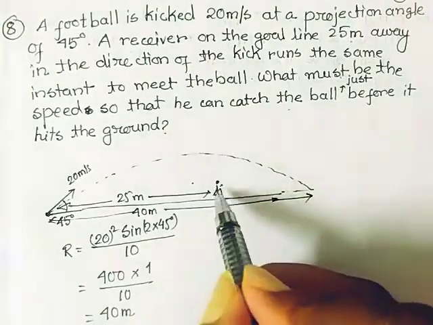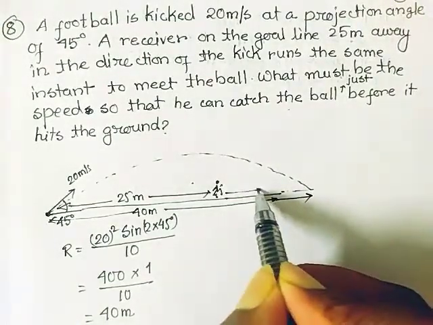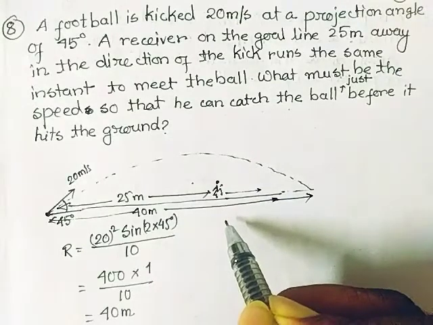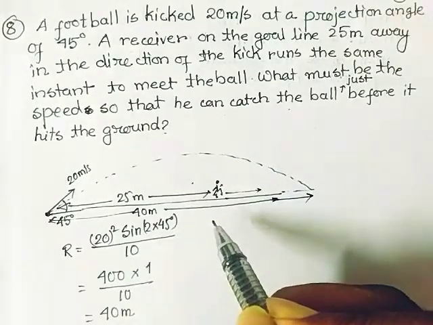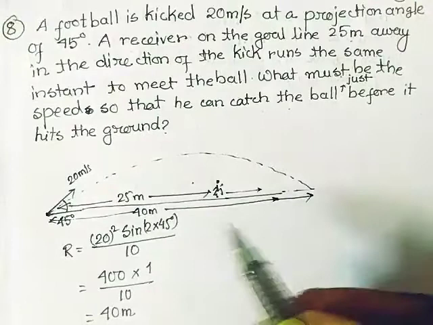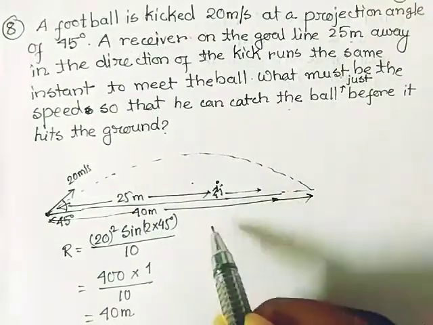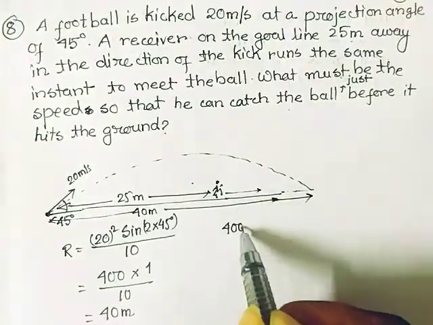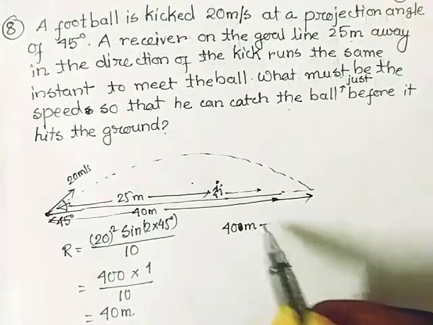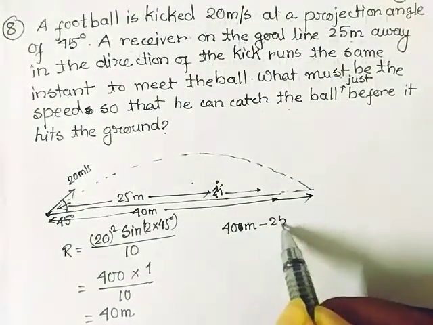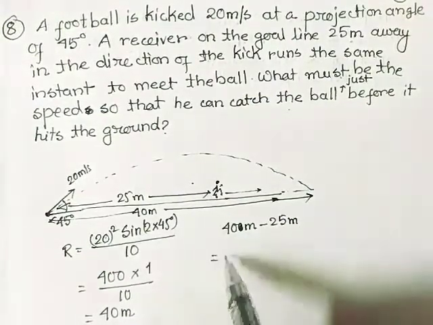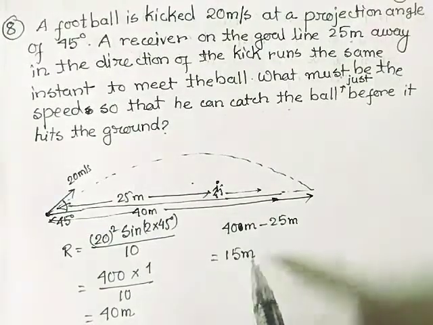So in which direction does he have to run? He has to run in that direction. So what distance does he have to cover? Obviously, it is very simple: 40 meters minus 25 meters. So he has to cover 15 meters.